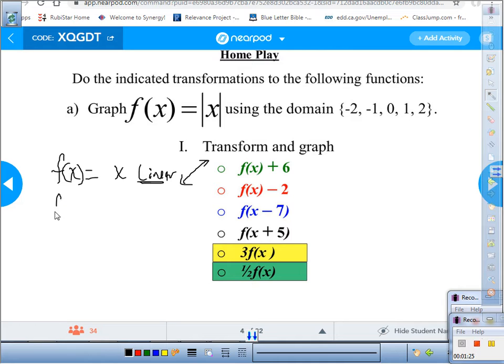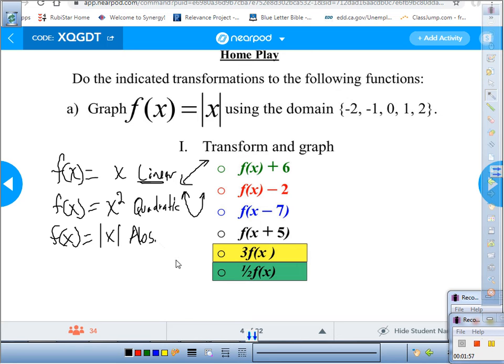From there, the second function I gave you was f of x equals x squared. And that's the one that we've been using the most to show the different transformations. This is what we called a quadratic. And what does the graph look like for that one? It's a happy face or a sad face, right? All right. From there, last night, I introduced the new function, which was which one? This one, the absolute value. F of x equals absolute value of x. This is an absolute value function. And the graph is a V. There it is.